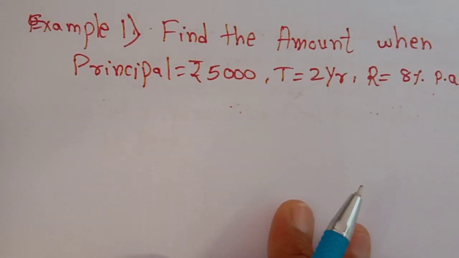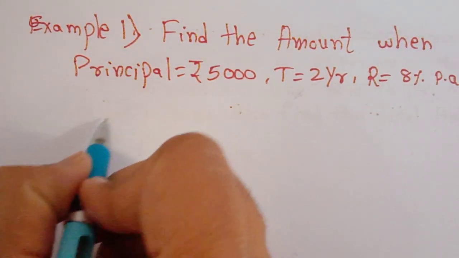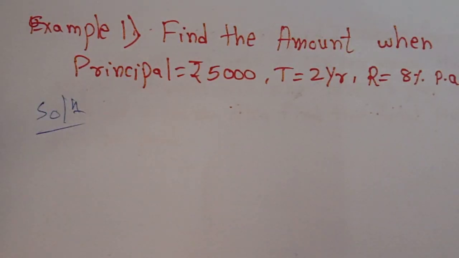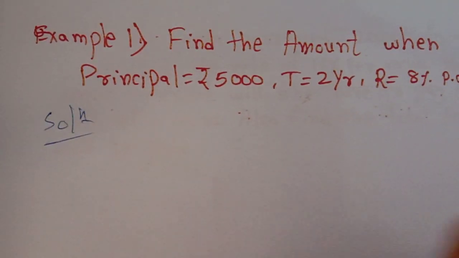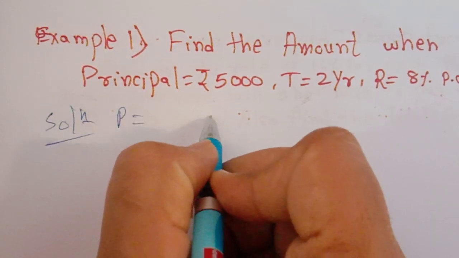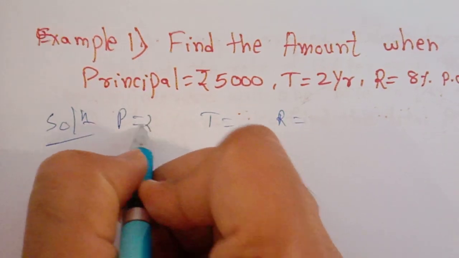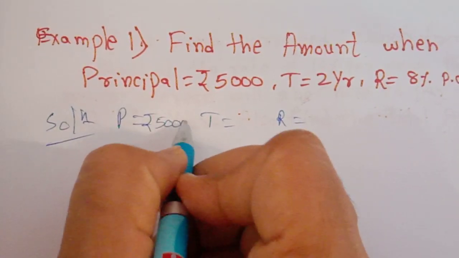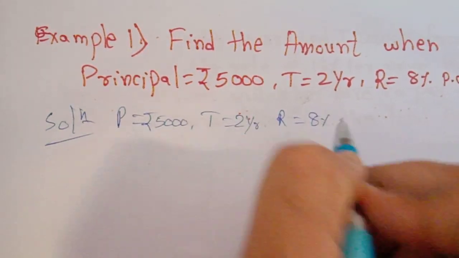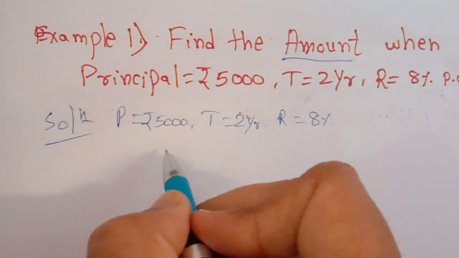Before finding the amount, what do we have to do? We have to find the simple interest, because to find the amount we need it. First we write how much P, T and R they have given in the question. Here it is rupees 5,000, time is 2 years, and rate percent is 8% per annum. As per the question, we have to find the amount.